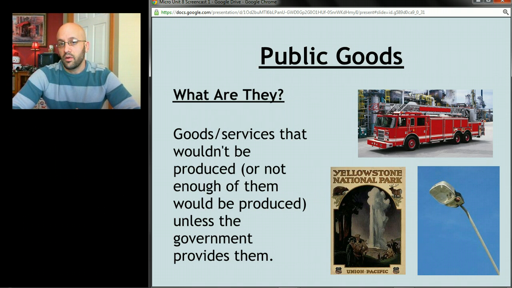So the first kind of market failure we're going to talk about are what are known as public goods, which aren't really a market failure. They're more of a response to a market failure. Public goods are goods or services that wouldn't be produced, or not enough of them would be produced, unless the government provided them. In other words, if we left it to the free market, the quantity that we would get would be too low from the point of view of society. Now, these are typically things that you associate the government with doing. Things like providing fire protection, national parks, street lights, that kind of stuff. So here we're going to talk about why it is that the government provides these things and why we don't simply just leave these things to the free market.